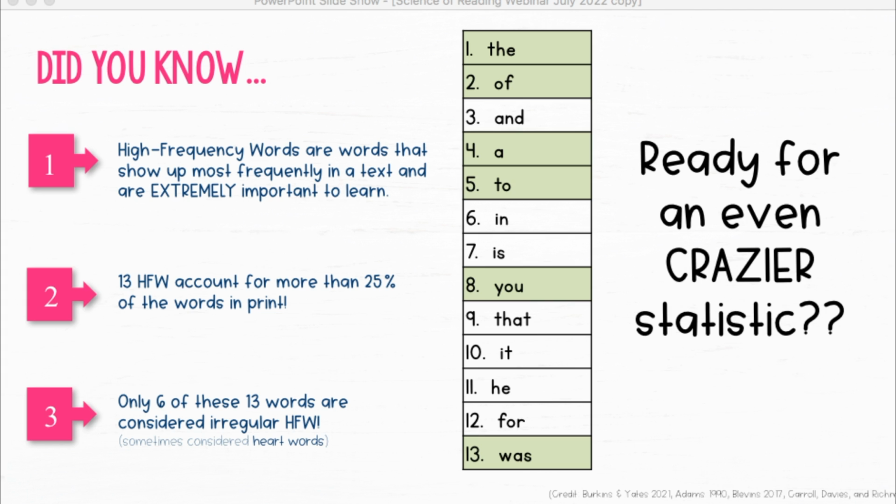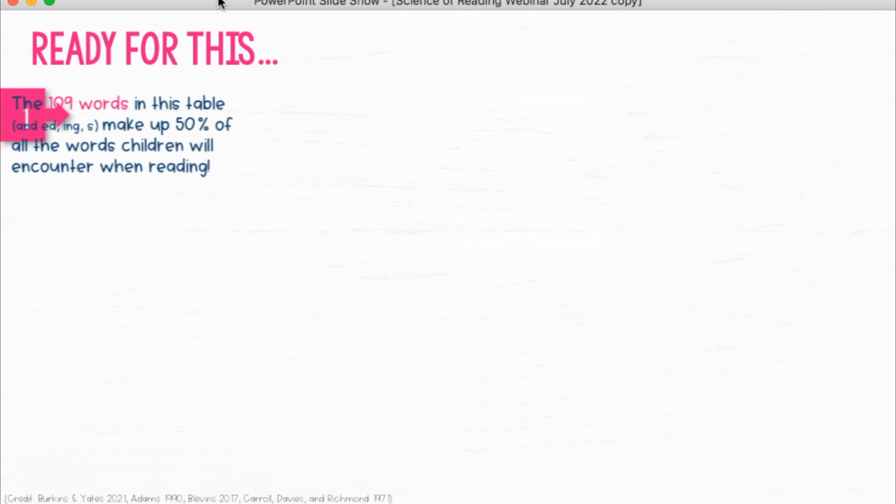Additionally, only 6 of these words are considered irregular or heart words. Now, not the whole word is even irregular. Sometimes it's just one part of the word that's irregular. Sometimes it's the whole word. But only 6 of these 13 words are irregular. That's not even 50%. So I'm going to teach you today how to map irregular words, and we're going to talk about mapping regular words. But before we do that, I also want to talk about a couple of other notes.